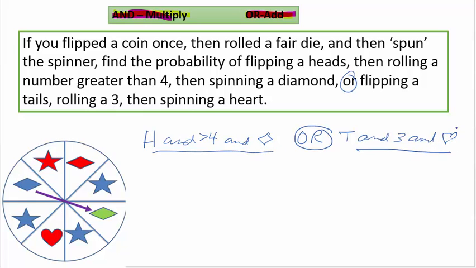So remember, the word or means add, so what we're going to do is find out each of these probabilities and add them together. So heads, remember this was 1 out of 2, this was 1 out of 3 because it's 2 out of 6, and this was 3 out of 8, and that part of the problem when we figured out was 1 out of 16, right? Now over here tails is 1 out of 2, and rolling a 3 is 1 out of 6 because there's only 1 3 on a die, and then this was spinning a heart.